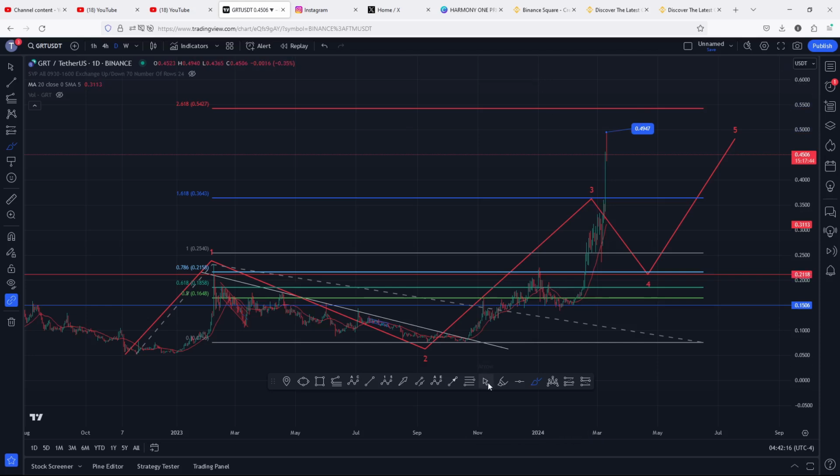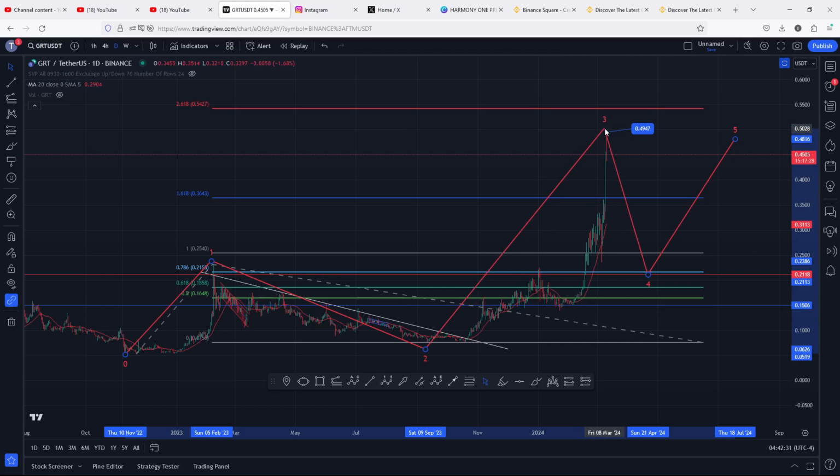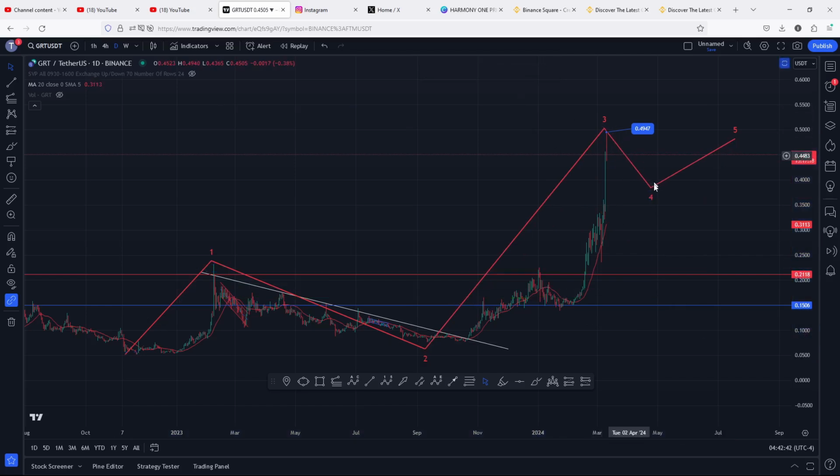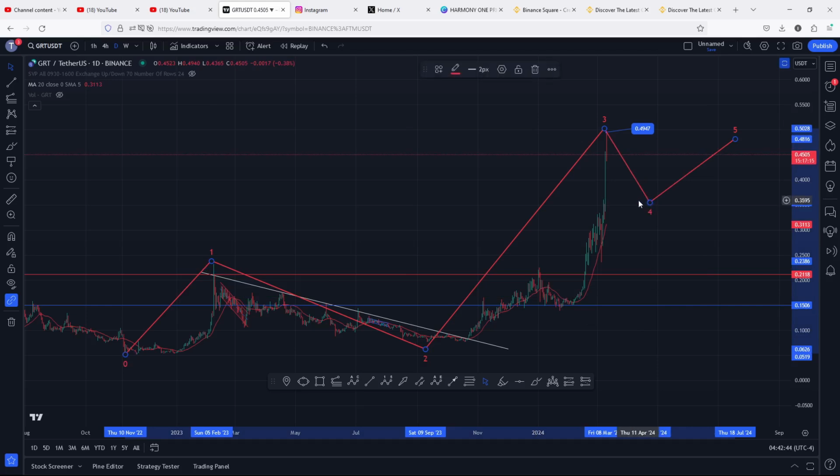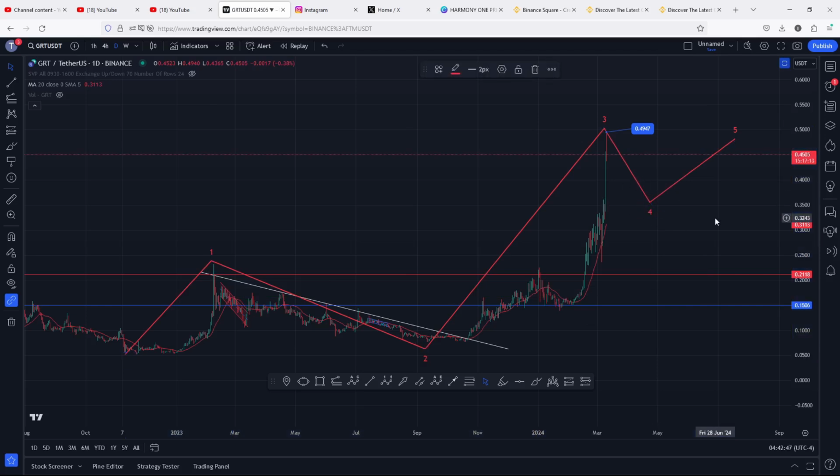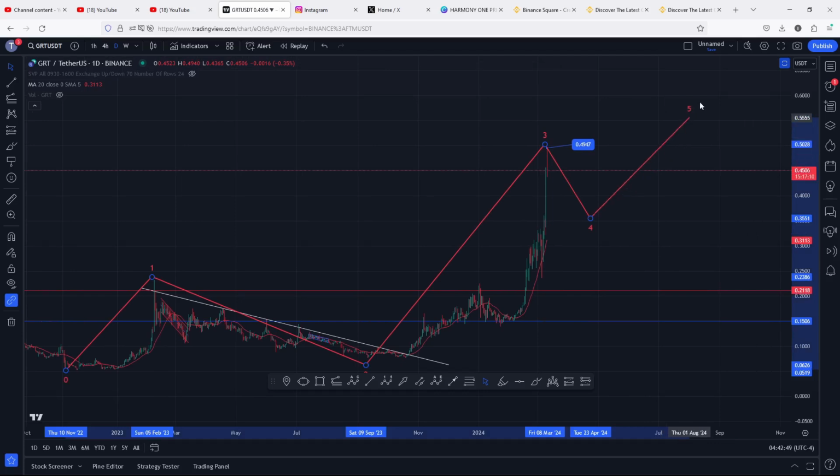We also need to have in mind that since we have fully maximized our minimum target area over here above the 0.36, there are also high chances that GRT could now have a high in place in the formation of this wave 3, maybe above the 0.4947, and if that is the case, then there are chances that in the next coming hours we might see a bit of a pullback in the formation of this wave 4, and once we have a low in place in the formation of this wave 4, then we can continue seeing higher prices in the formation of this wave 5 to the upper side.